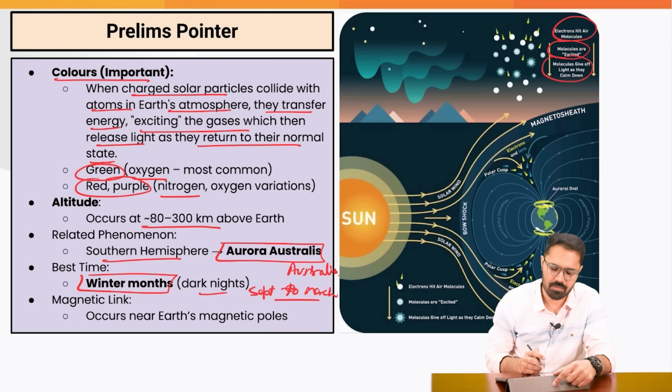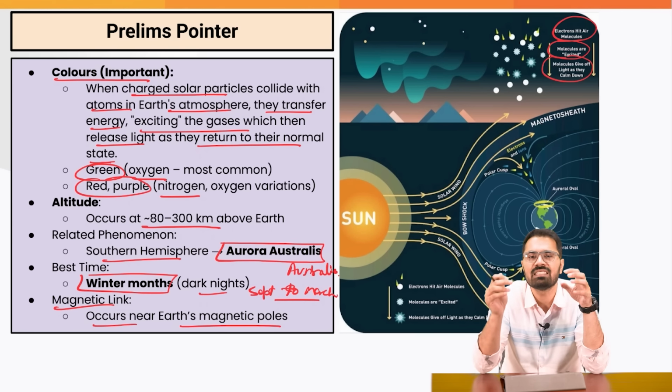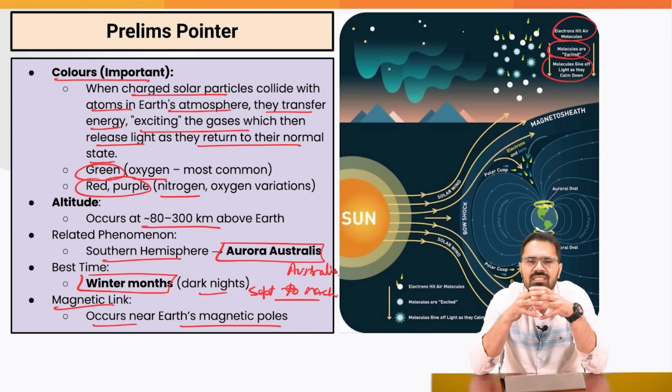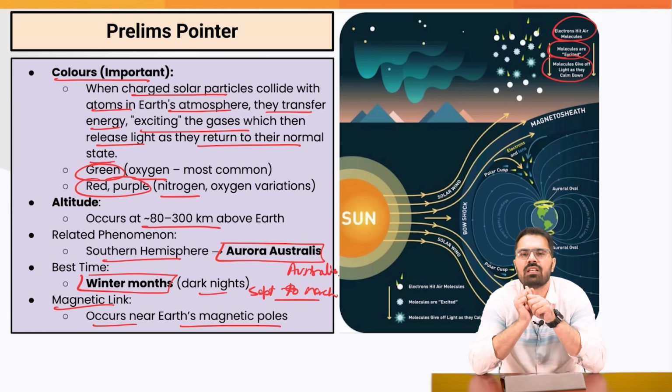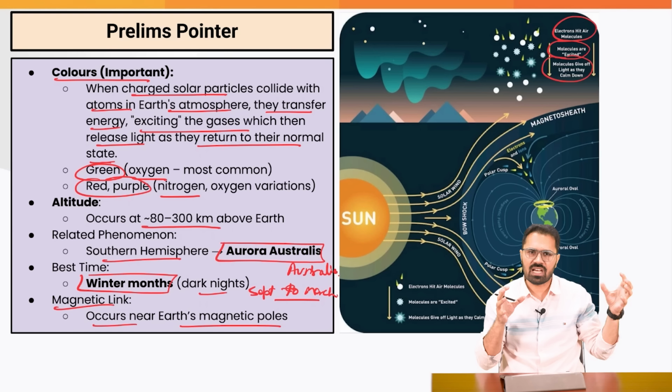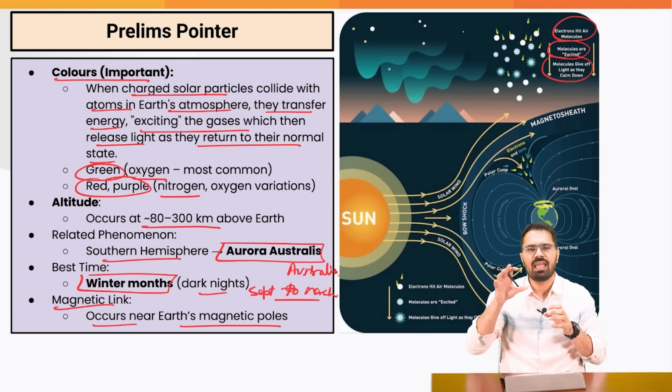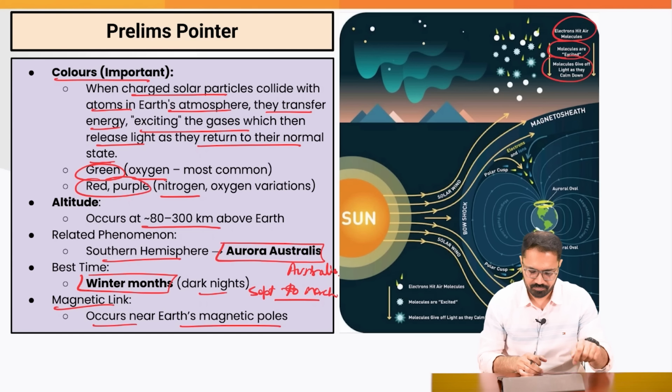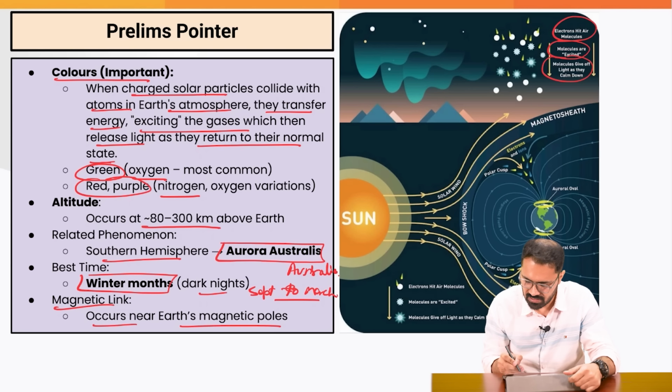In the northern hemisphere, this is the best time. And it also has a magnetic link. It occurs near Earth's magnetic poles, where the magnetic field lines are close enough. The magnetic flux is higher. The magnetic field is stronger in those places. So that's why it is an interaction of charged particles, the magnetic field of Earth, and the ionized gases. Clear? So this is the phenomenon. See, this is the aurora oval. That means in this particular latitude here, this aurora borealis is observed.